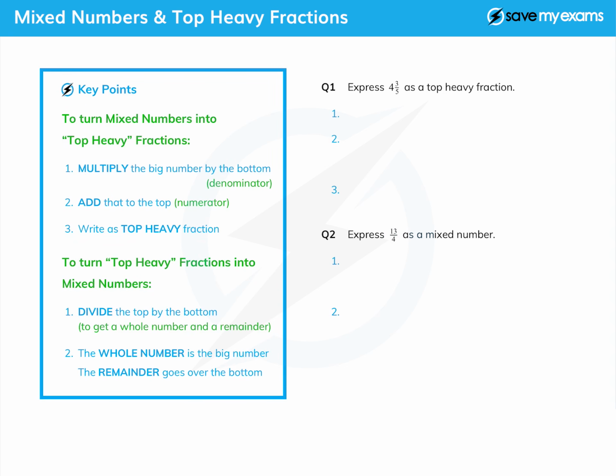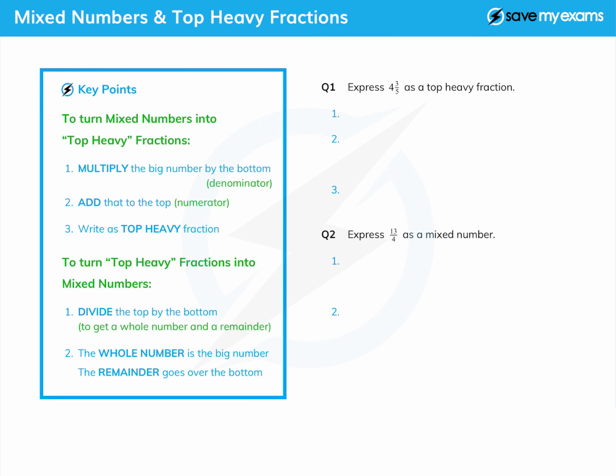Okay, so how do we go from mixed numbers to top-heavy fractions? Well, we multiply the big number by the bottom. We then add that to the top and write it as a top-heavy fraction. Okay, so let's have a go.